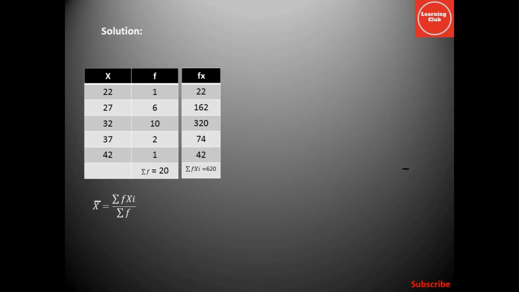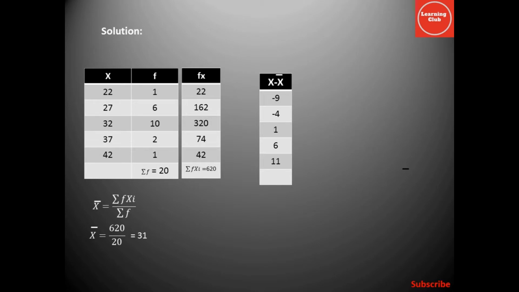Mean is equal to sum fx divided by sum f. We put the values, and we will get 31. The next step of ours is to subtract this mean value 31 from each value of x. So when we subtract 22 minus 31, we will get minus 9, 27 minus 31 is minus 4, 32 minus 31 is 1, 6, 11. Now we have to take the square of this column.